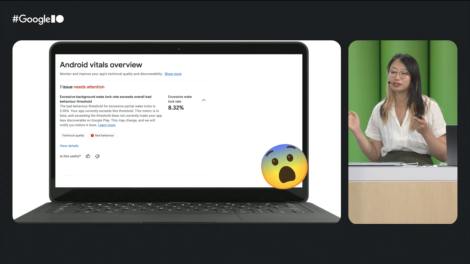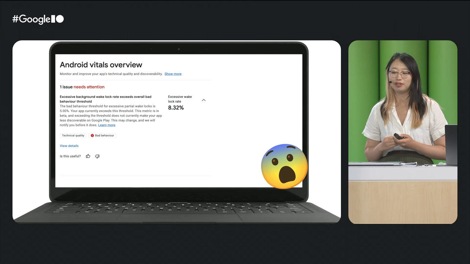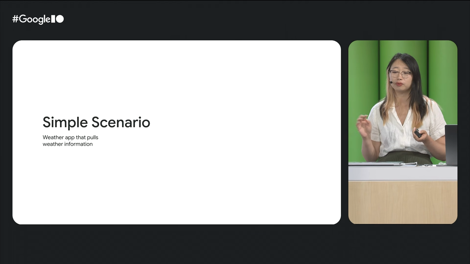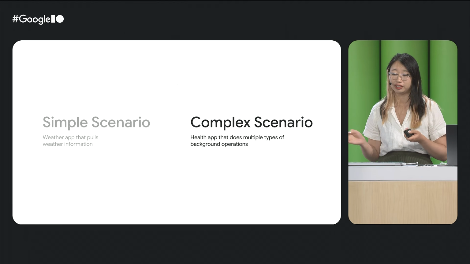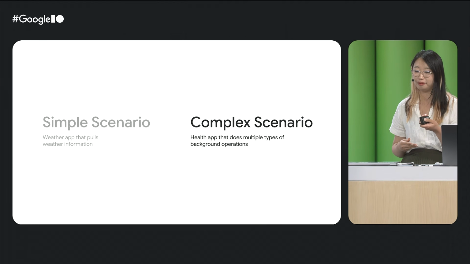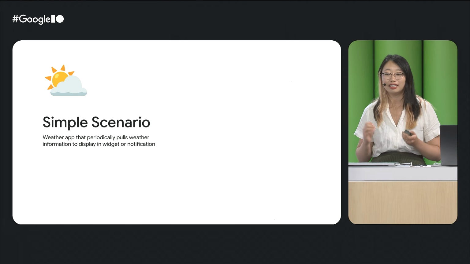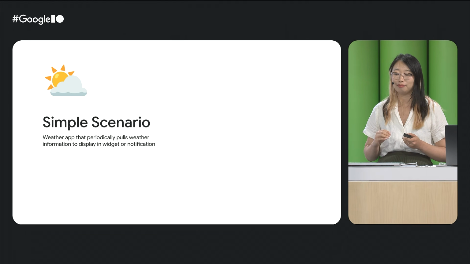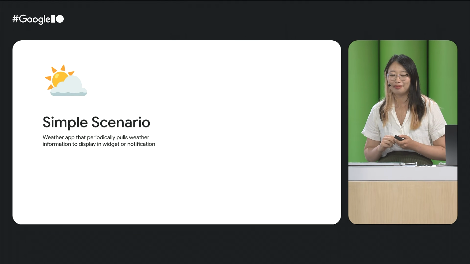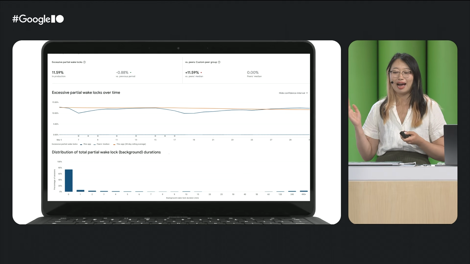We're going to run through two scenarios based off of real-life examples where we've seen developers encounter this excessive wake lock usage. Number one will be a simple scenario, and number two will be a more complex scenario. In this first scenario, I built a weather app that periodically updates the weather to display in a widget or notification format. Unfortunately, something is causing excessive wake lock usage. When I go to my App Vitals dashboard, I see something like this.